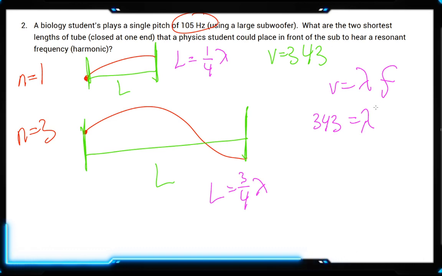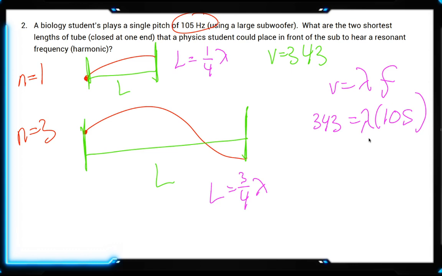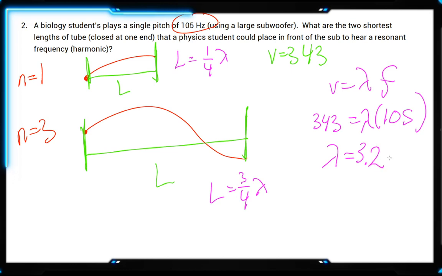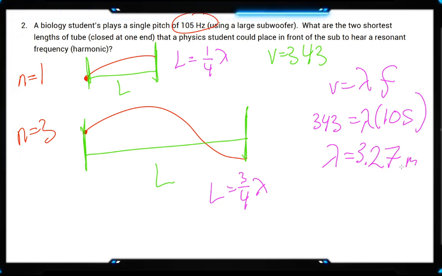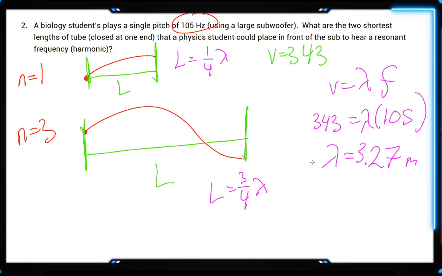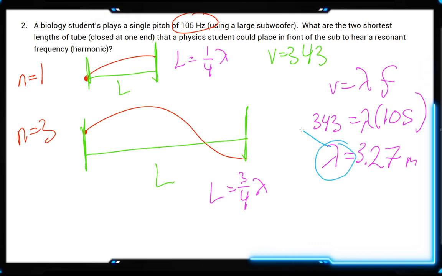And the frequency was 105. So doing some math here, lambda works out to 3 sig figs, 3.27. That's meters. So wow, this is going to be a really long tube, biology student. That's just the lambda. So then there are two answers. We're going to plug lambda back into here.